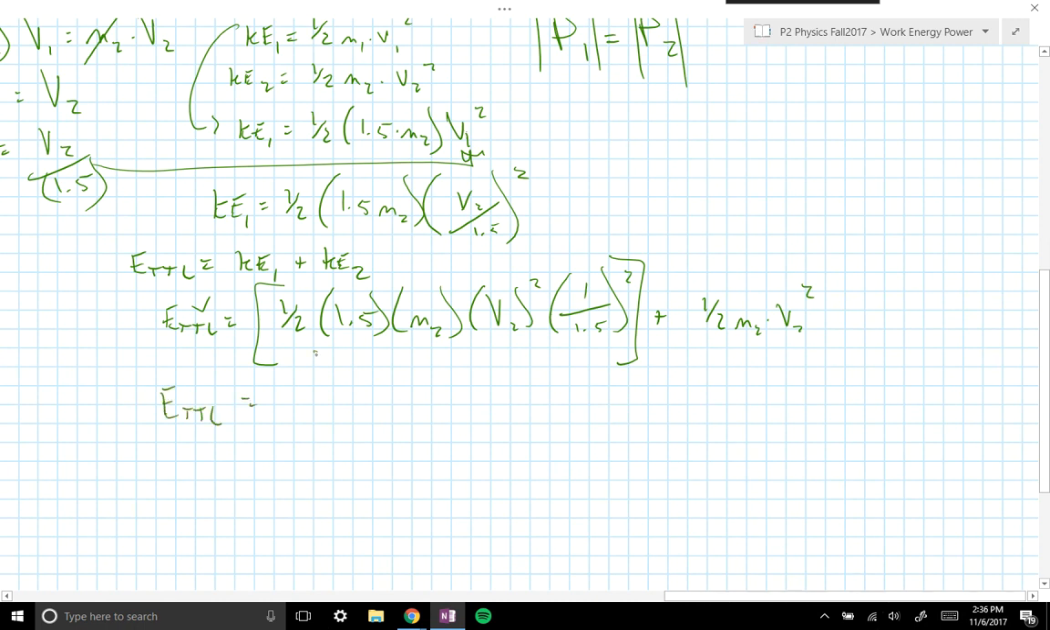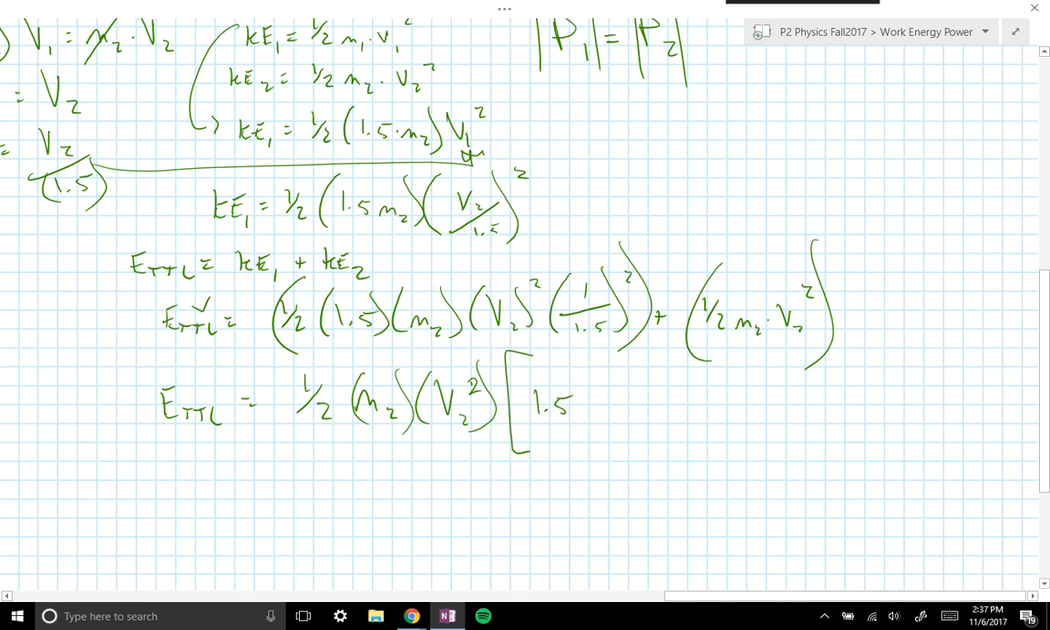I see a lot of similar factors here. In this term, we have 1/2, we have M2, and we also have V2 squared. So watch this. That's one energy there, and that's the other energy here. I'm going to factor out 1/2 from both. I'm going to factor out the mass 2 from both. I'm going to factor out velocity 2 squared from both, which leaves me on the inside, half goes away, 1.5. Mass 2 goes away, V2 squared goes away, 1 over 1.5 squared, right?